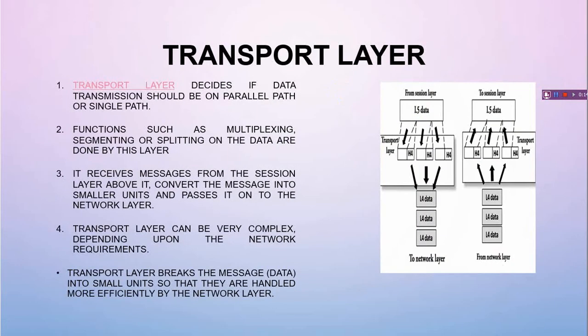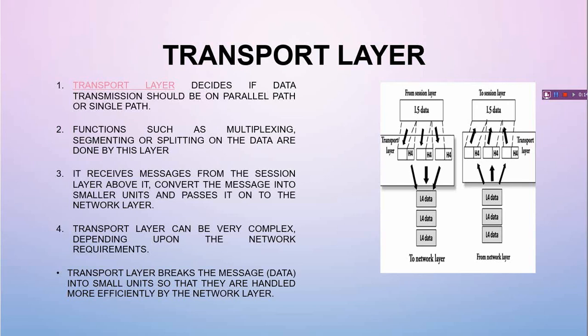Then the transport layer. It is an important layer of the OSI model. The transport layer decides if data transmission should be in a parallel path or in a single path. Functions such as multiplexing, segmenting or splitting of the data are done by this layer. Means here the data is divided into small units and the unit is known as a segment. Multiplexing is also done in the transport layer.